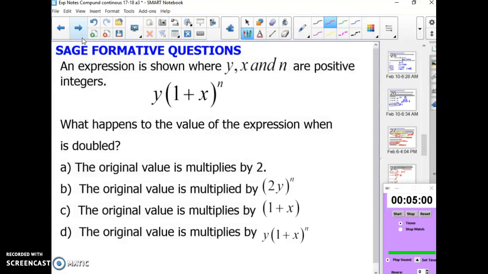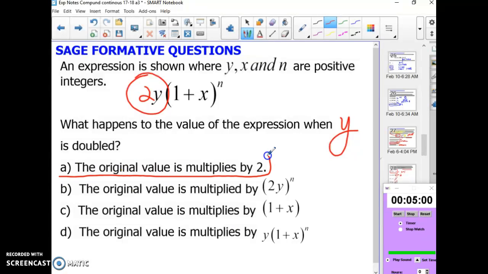So on the next one, an expression is shown here where y, x, and n are positive integers. What happens to the value of the expression when, and I know you guys have this in your notes, y is doubled? So what happens when I just go and I times y by 2? The only thing that's going to change is our original value multiplied by what? 2. Doesn't change anything else on the outside. It doesn't change this stuff at all. Just changes that by 2.